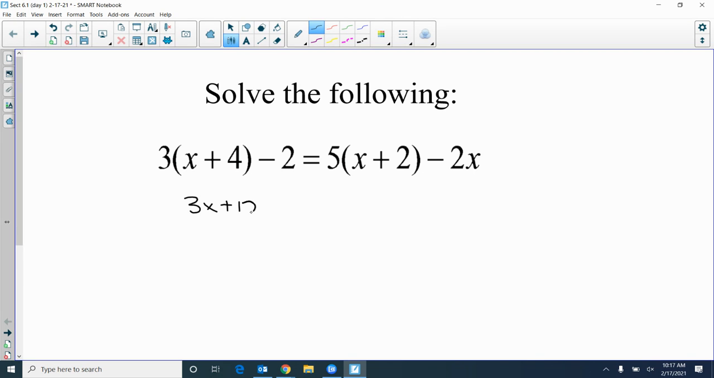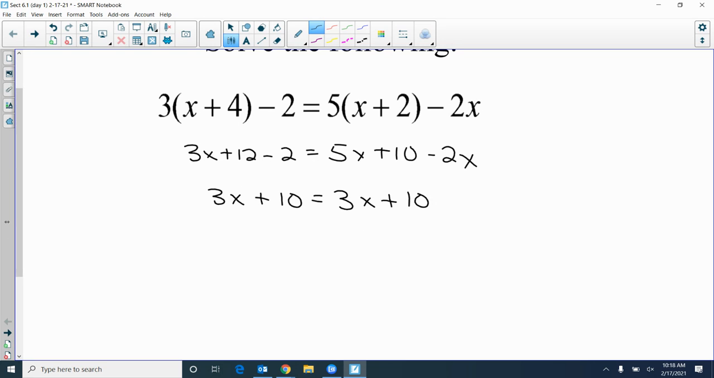You do 3x plus 12 minus 2 equals 5x plus 10 minus 2x. You get 3x plus 10 equals 3x plus 10. A lot of you just stopped right there. Here's what you got: the same thing on the left, same thing on the right. So it means that if I plug in any number, it's going to make both sides equal, right? So x equals all real numbers.